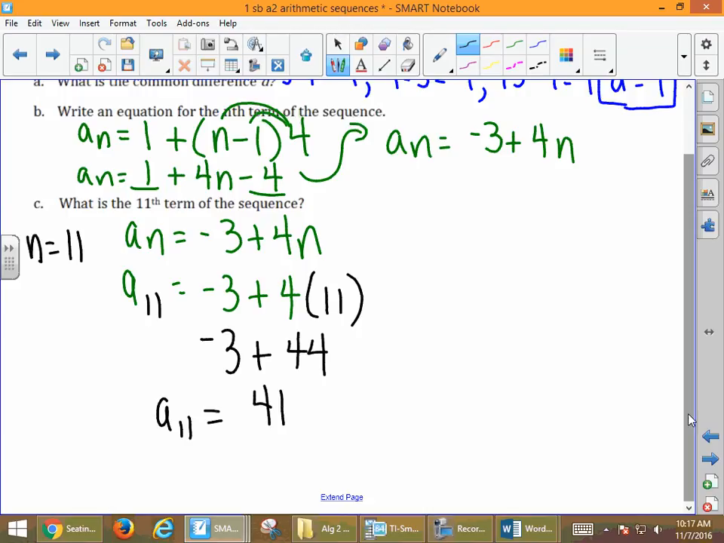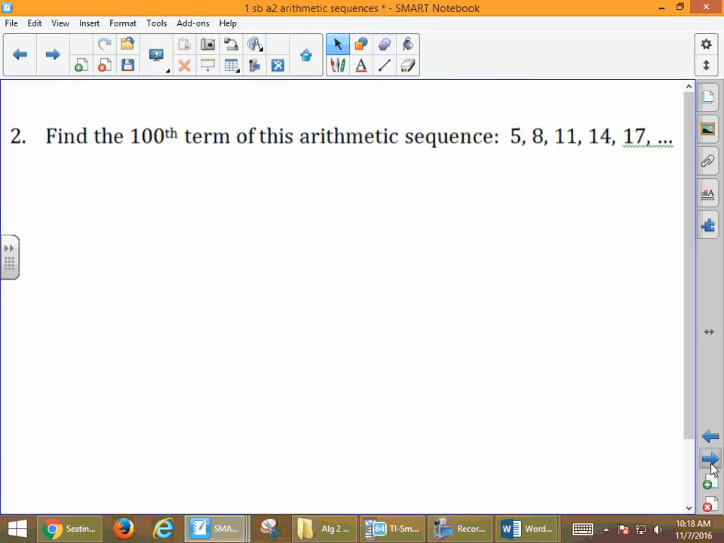Our 11th term in this sequence that starts with 1, 5, 9, 13, if we kept going, eventually when we get to the 11th value, we're going to find that it's 41. Now that's the first example that you've seen. Hopefully it makes sense, but we're going to practice with a lot of them. So if it doesn't make sense yet, hopefully it will as we progress.